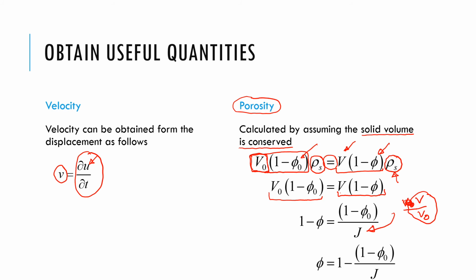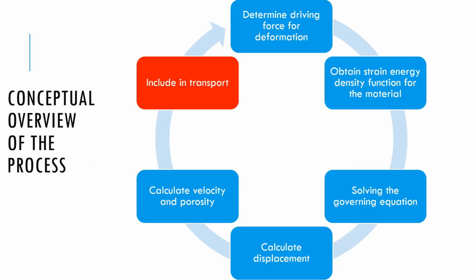So because I know this V over V0, because I know the entire volume, then I can calculate porosity, and we are able to calculate porosity not just of the entire food, but we can calculate this locally. Okay, so that is going to be very important. So in this step, the solid velocity that we just talked about is included in the transport equation. Let's see how.